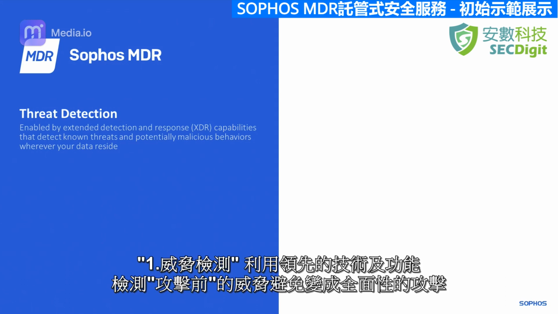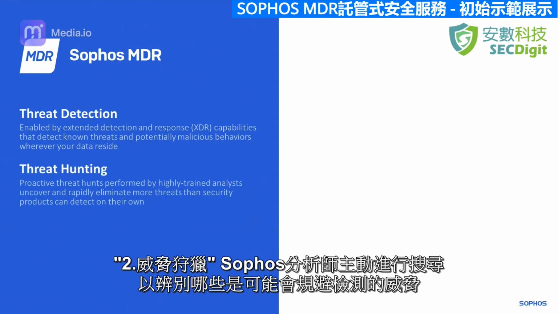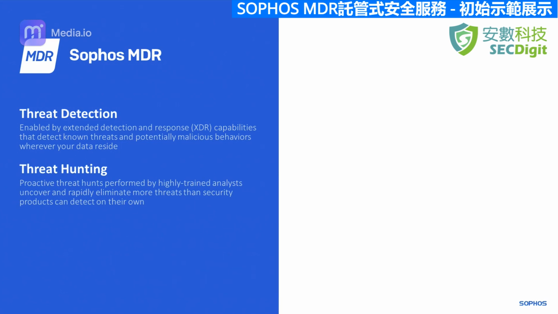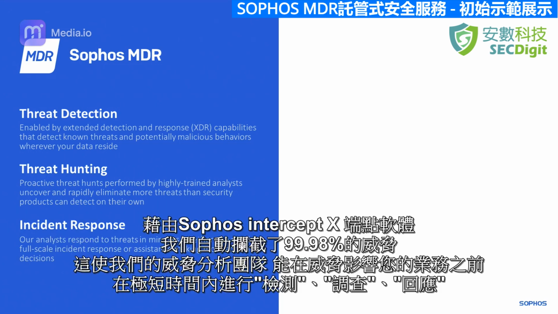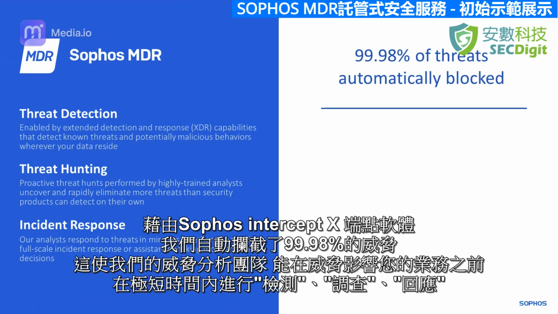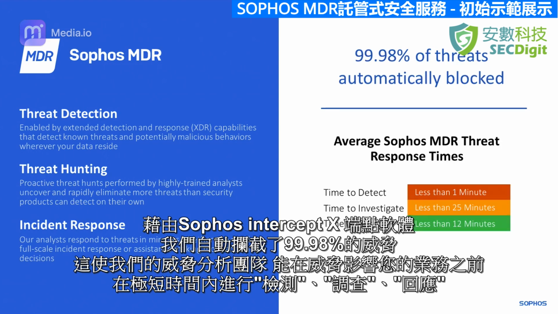Threat detection leverages the technology and its capabilities to detect and neutralize threats before they become a full-blown attack. Proactive threat hunting, where Sophos analysts actively conduct hunts to identify those threats that may have evaded detection. And incident response, where our analysts respond to threats in mere minutes or even seconds, whether you need full IR or simply assistance making informed and accurate decisions. Based on Sophos Intercept X endpoint software, we automatically block 99.98% of threats, which enables our team of threat analysts to detect, investigate, and respond in record time before it can affect your business.